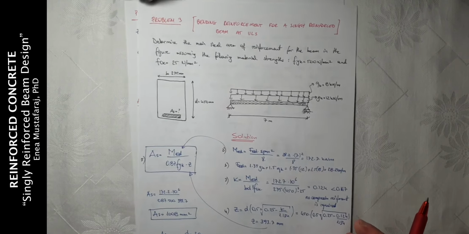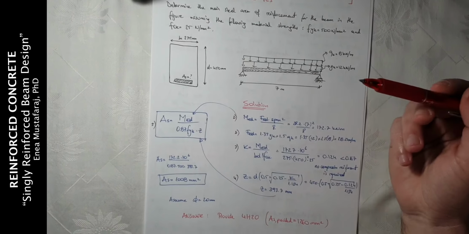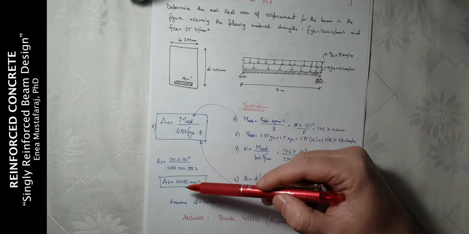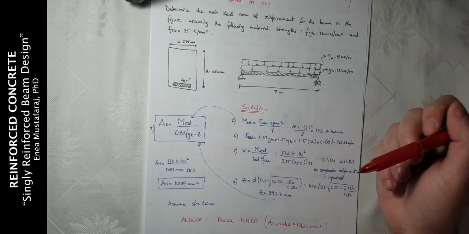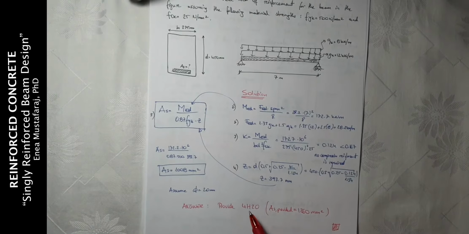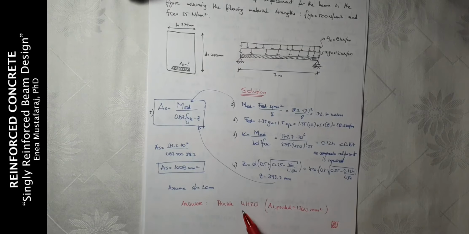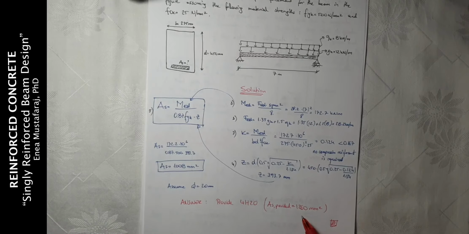Then after knowing Z, we can calculate directly the area of steel, which is 1008 millimeters squared. So if we assume 20 millimeter bar diameter, then we are going to provide 4H20, which are 4 bars with 20 millimeter diameter, and the area to be provided will be 1260 millimeters squared.